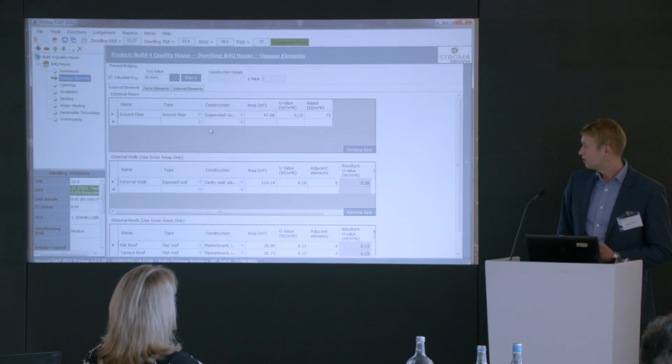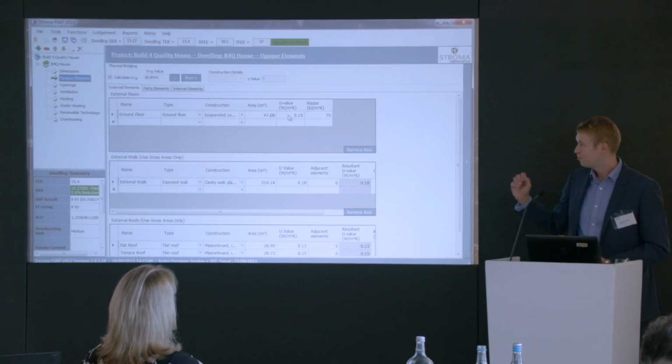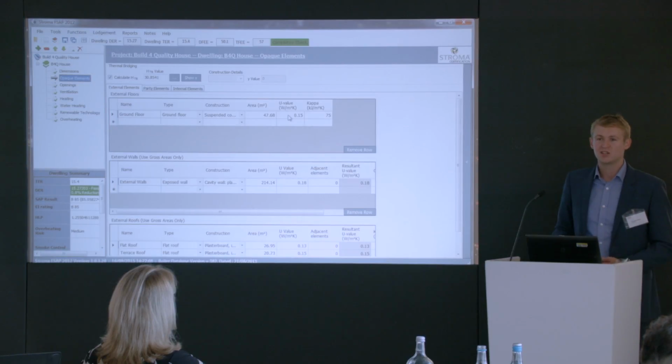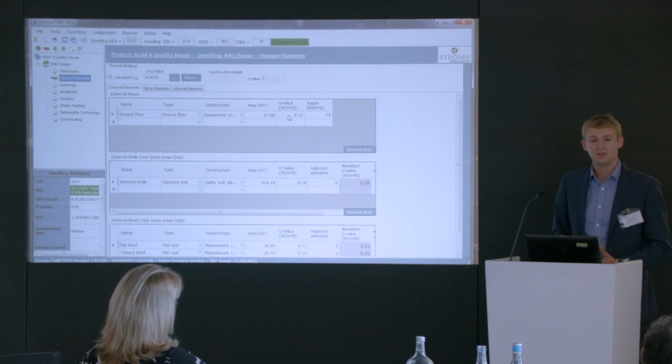So we've got a ground floor here, 47.68 square metres, obviously the same as the floor area. In this case, it's got a U value of 0.15. It's very easy in SAP to just put a number in there. I could put that in as 0.001 if I wanted to. But obviously, we need to make sure that can actually be built. So the software does have an inbuilt U-value calculator, but it's our responsibility to make sure that whatever values we're assuming here, we're informing the design team of those. We need to be talking with the architect to make sure they are actually achievable. So that's our ground floor.